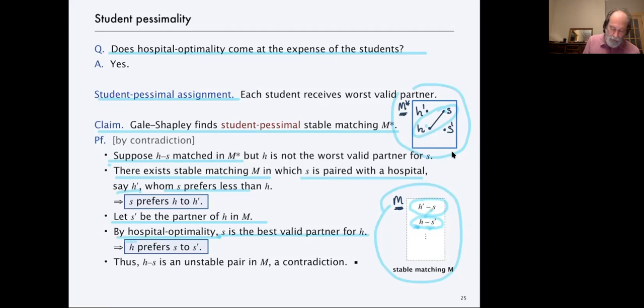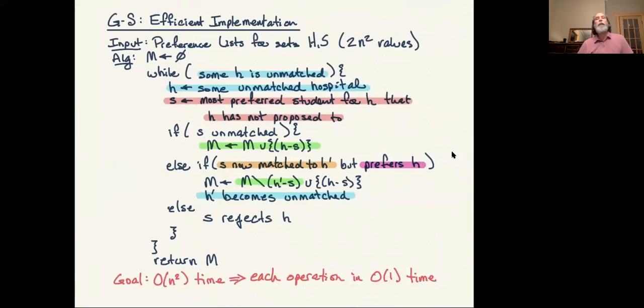So we have H prefers S to S prime, and S prefers H to H prime. Put them together, and we have that H and S is an unstable pair in M. So this M doesn't exist. That's a contradiction, and so it must be that if HS appears in M star, then H is S's worst valid partner. That doesn't seem to be a very desirable feature unless you want a highly biased algorithm.